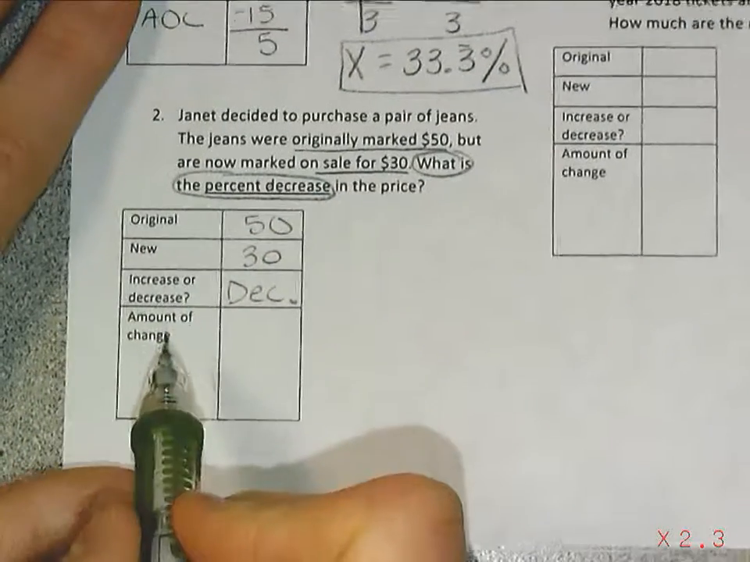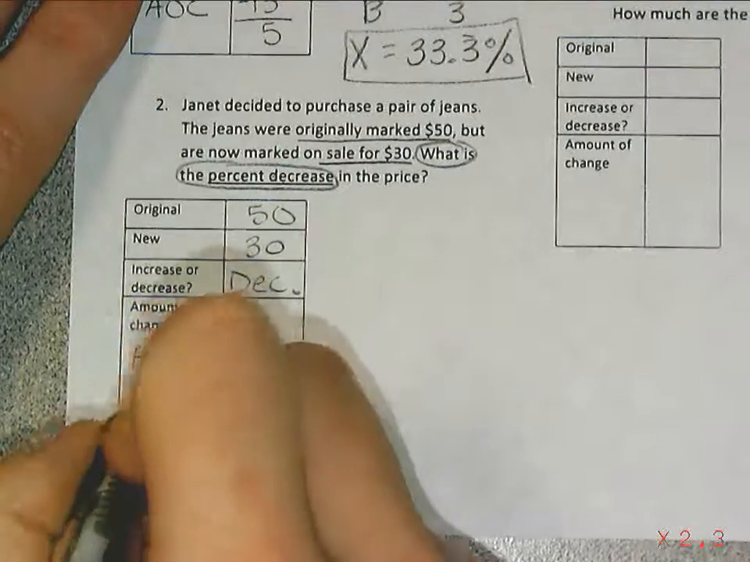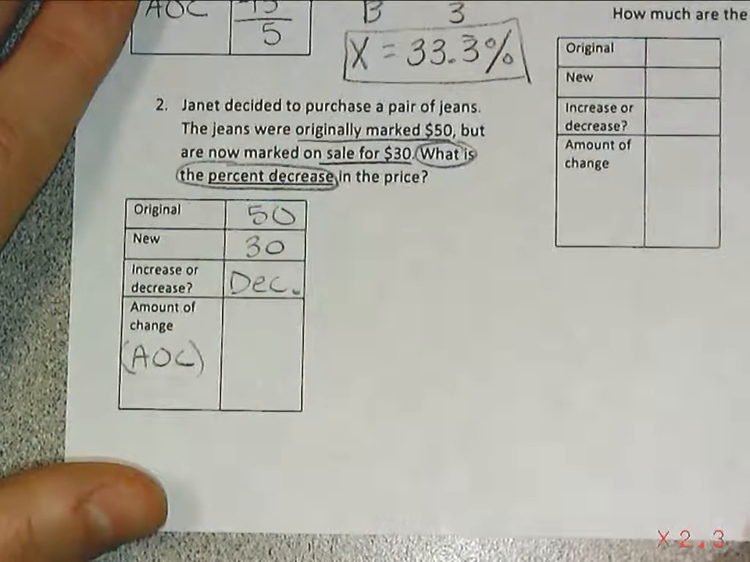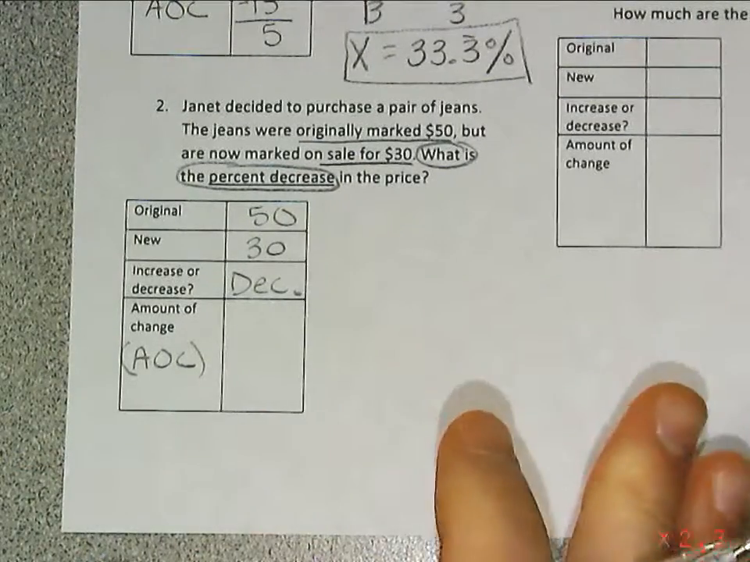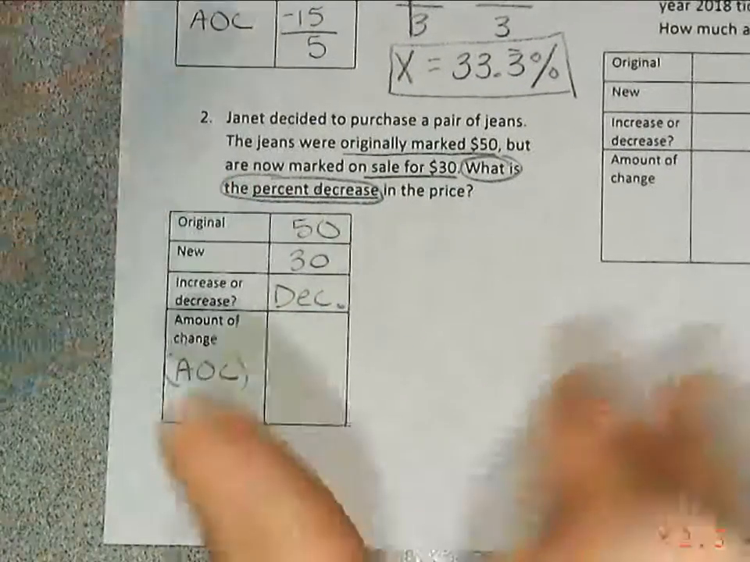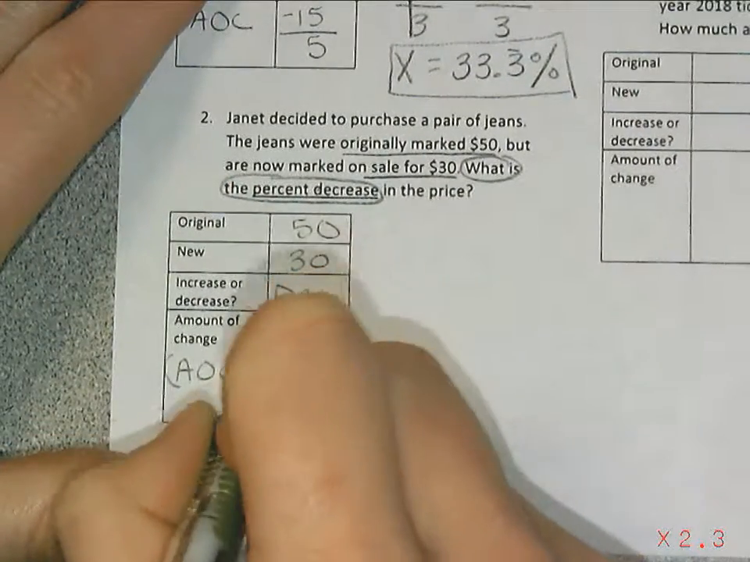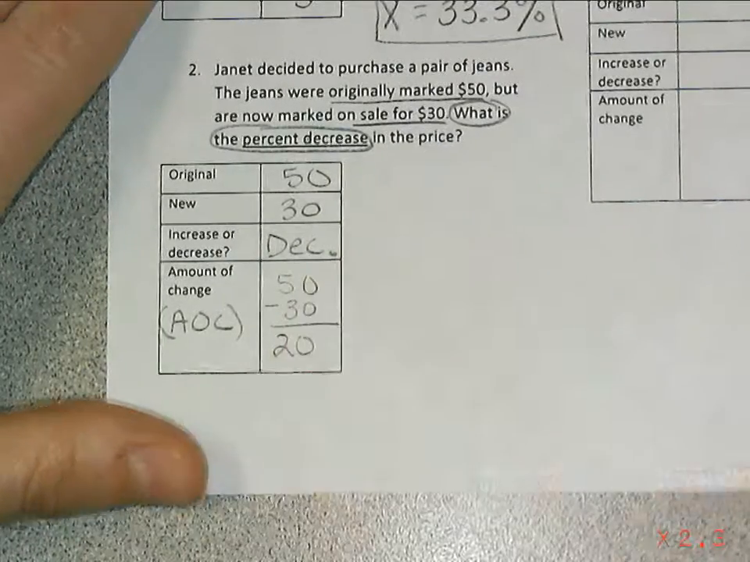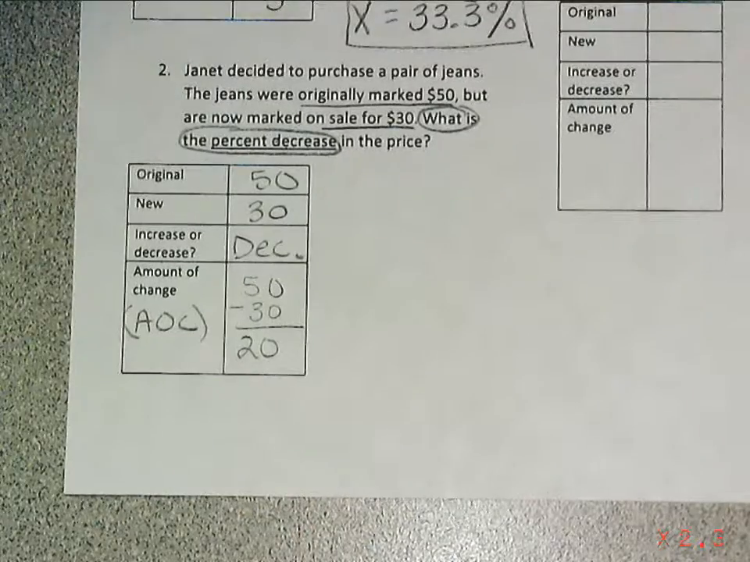So now let's find our AOC, our amount of change. To do that, I just subtract my original and my new. Whichever number is bigger, you need to put on top. So here I had to put my new on top because it was bigger, but here I'm putting my original on top because it was bigger. 50 minus 30 is 20. So I had a $20 amount of change.